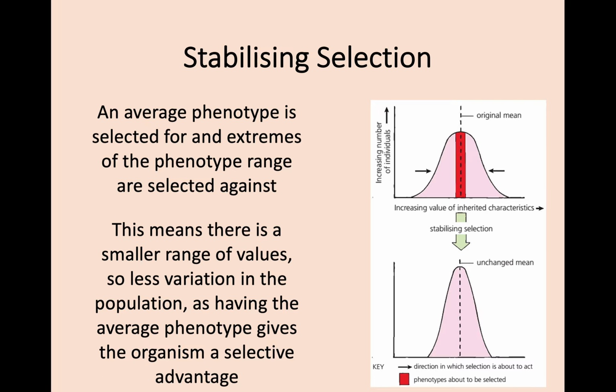So this means that when stabilising selection takes place, there's a smaller range of values, so there's less variation in the population, because having that average phenotype gives that organism a selective advantage. In these videos, because I try and keep it quite concise, I don't usually go into studies or examples, but for selection I think it'd be quite helpful because it's quite hard to get your head around.